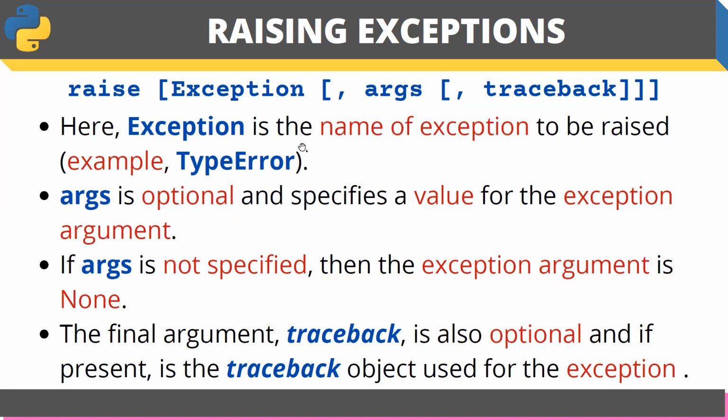Here the exception is the name of the exception needing to be raised, for example TypeError, KeyboardInterrupt or anything. And args is optional and specifies a value for the exception argument. If args is not specified, then the exception argument is None, so that is the default. The final argument, traceback, is also optional, and if present is the traceback object used for the exception.